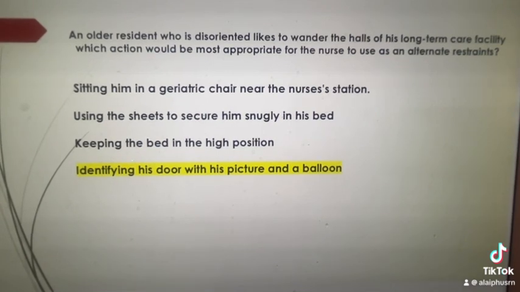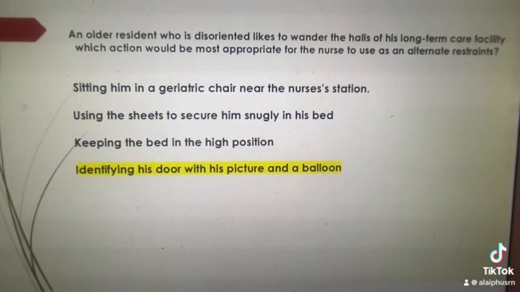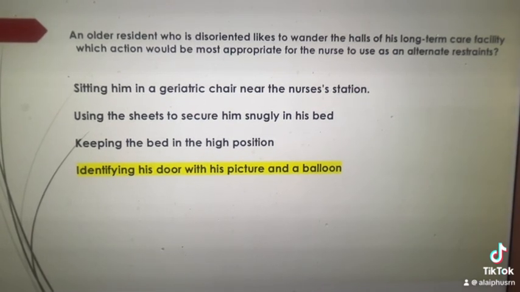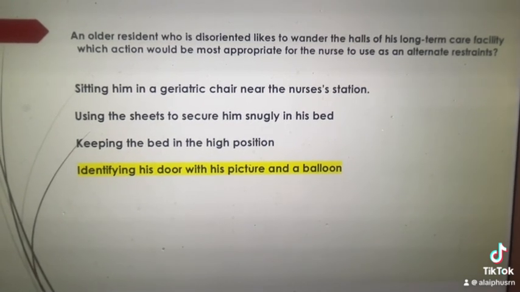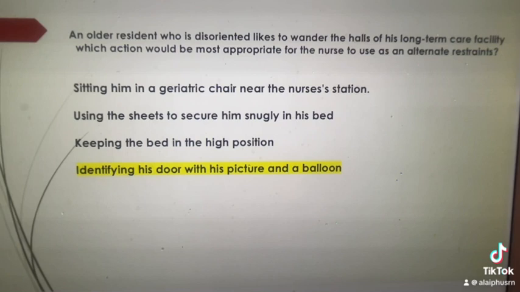The last option would be the correct answer, since it's the least invasive restraint. It's like identifying his door with his face picture and a balloon, a color of a balloon, that the patient chooses. That way, he will be reminded of where to go if he wants to go back to his room. It is kind of a restraint, but an alternate one, a very least invasive restraint. So number 4 would be the perfect answer.